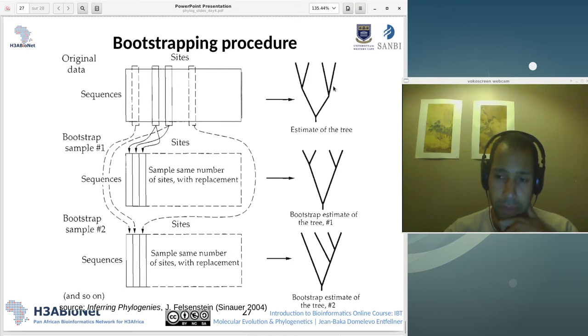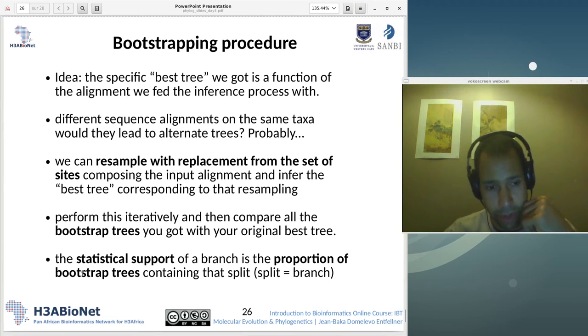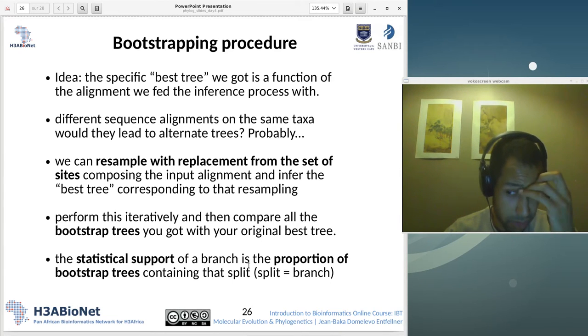So here now the premise is that we have to compare these trees together, and more specifically, we have our best tree obtained on the original data, and we have a series of bootstrap estimates. And it's quite common to have 100 or 1000 bootstrap estimates. And ultimately, the last step that is highlighted in this slide is to give as a support to a branch the proportion of bootstrap trees containing the split.